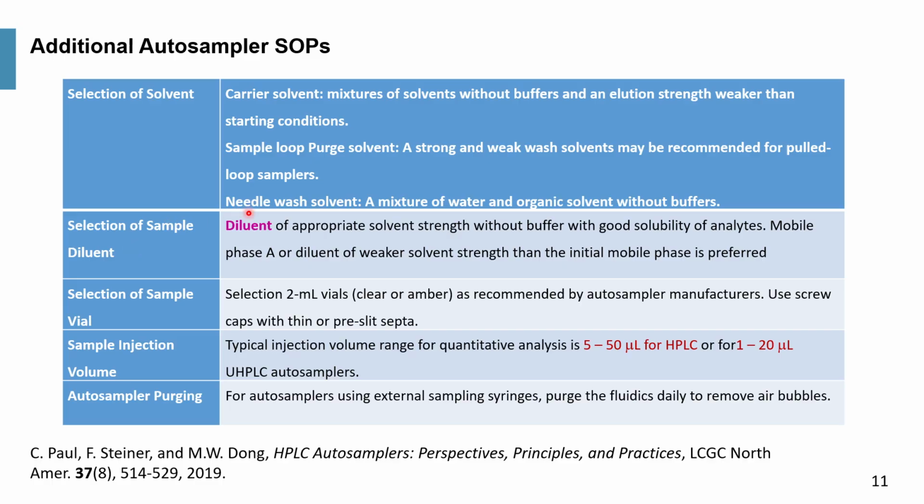Also, pay attention to the sample diluent, the final diluent. Try to avoid a very strong diluent, because if you inject a large volume, you might distort the peak, right? So you would get a peak distortion or anomaly when the diluent of the sample is much stronger than the initial starting solvent strength of your method.